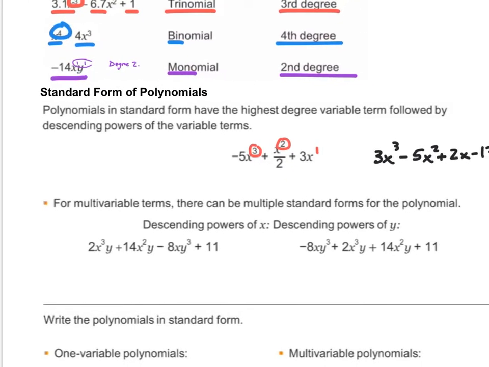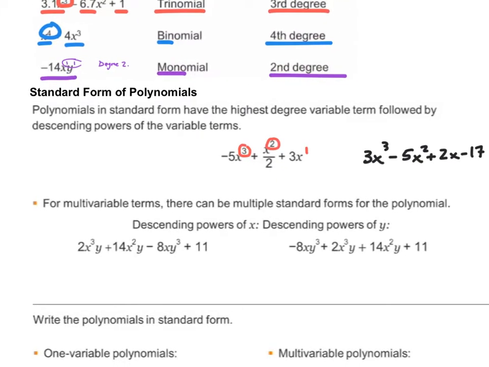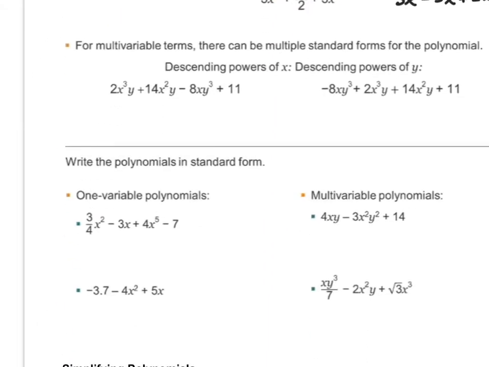So let's say you have multivariable terms. There can be multiple standard forms for the polynomial, okay? You can do descending powers of x, where you use the ones with the x, so x cubed, x squared, x, and then your constant, or you can do it in descending powers of y, where you move these around and you get y cubed, y, and then 11, okay? So that's what we're looking for.